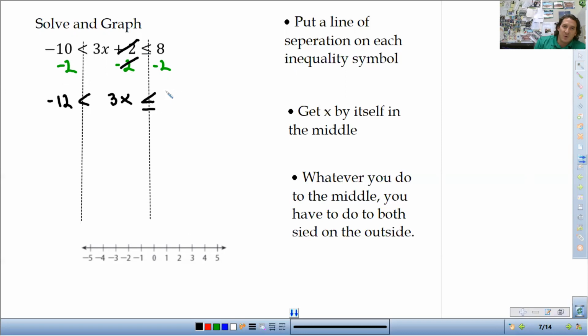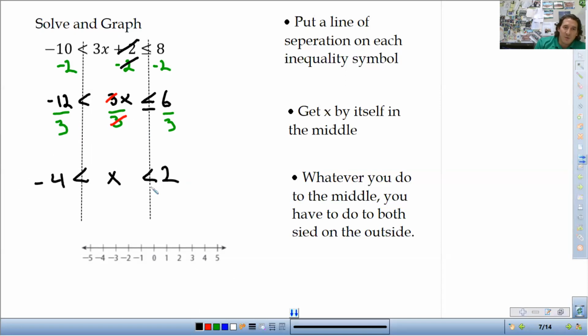And that is less than or equal to 8 minus 2, which is 6. Last step, to eliminate the 3, I need to divide by 3. Whatever you do to the middle, you have to do to both sides on the outside. So the times 3 divided by 3 cancel out, so all you have left in the middle is x. And since we are dividing by a +3, we do not need to flip the inequalities. This is still something you might have to flip inequalities for, but since we're dividing by 3, no flipping. So -12 divided by 3 is -4. 6 divided by 3 is 2.